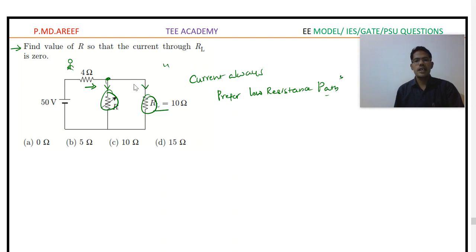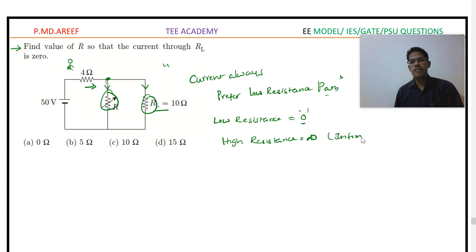So as the current comes here, it sees that there is a low resistance path. Low resistance means it's a zero value. High resistance means, I'm saying, ideally it is going to be infinite.